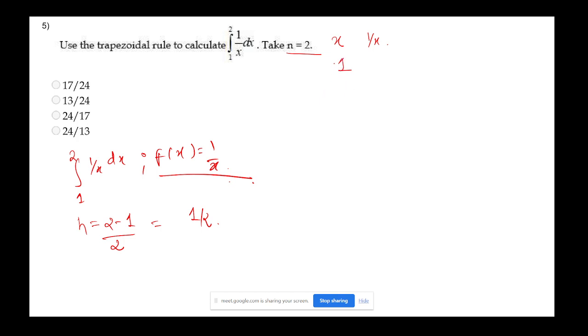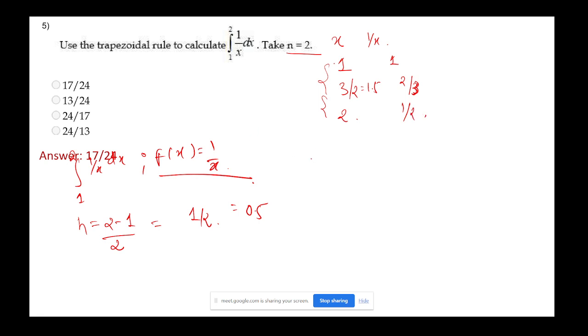So you start with 1. You take the increment of 0.5. So this will be 3 by 2, equals 1.5, and next will be 2, because there is only one data point in between. So there are two subintervals. Now you take 1 by x of each. So 1 by 1 is nothing but 1. 1 by 1.5 is nothing but 2 by 3. And 1 by 2 is nothing but 1 by 2.